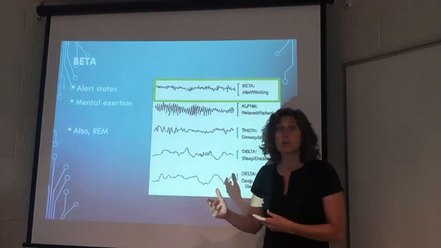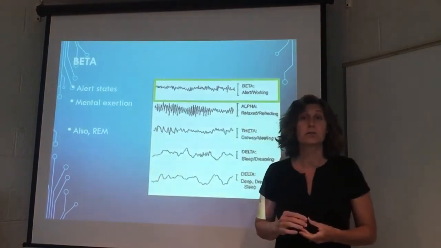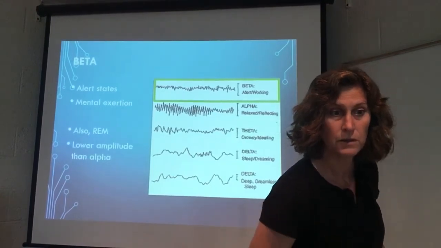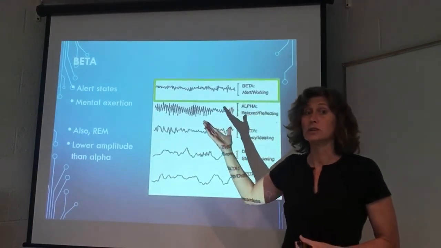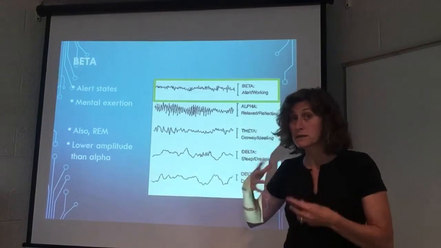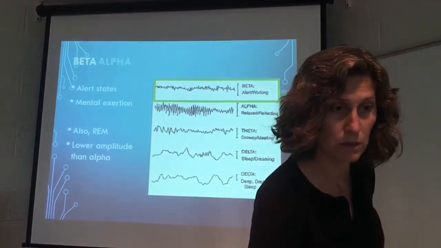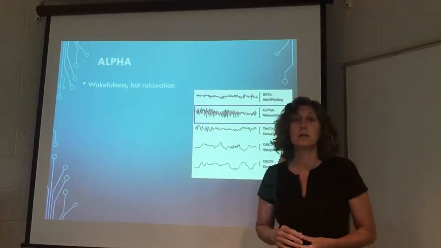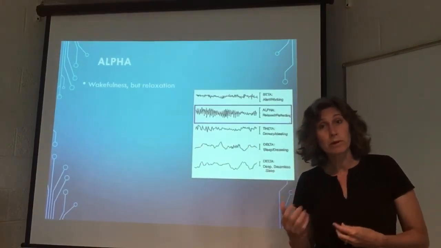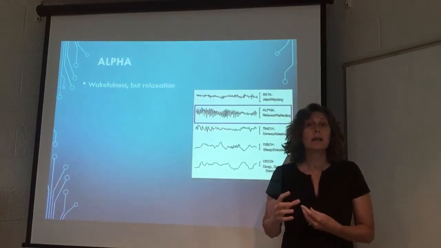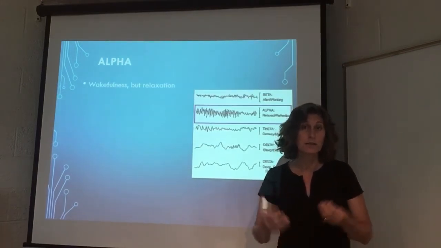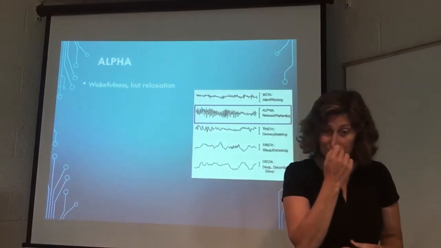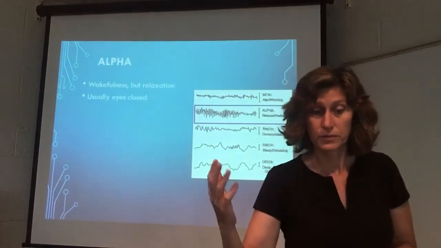Beta waves can also be seen during rapid eye movement stages of sleep. It has that lower amplitude than alpha, but it doesn't mean it's a lower level of awareness. Alpha waves are typically seen when somebody is awake but relaxed. A very easy way to draw somebody into alpha is to have them close their eyes. That typically invokes an alpha state.